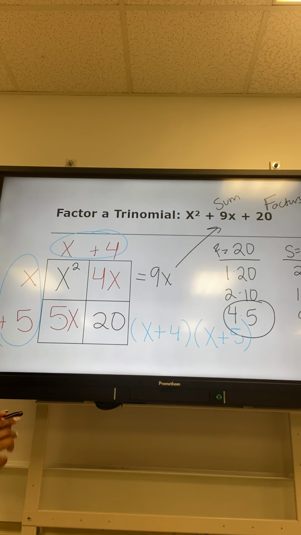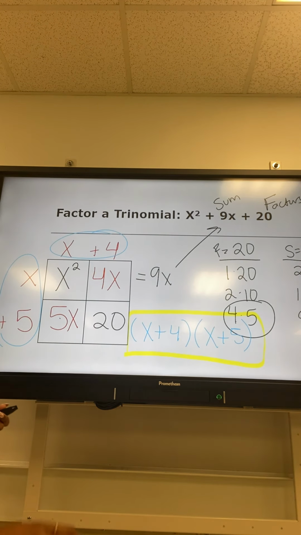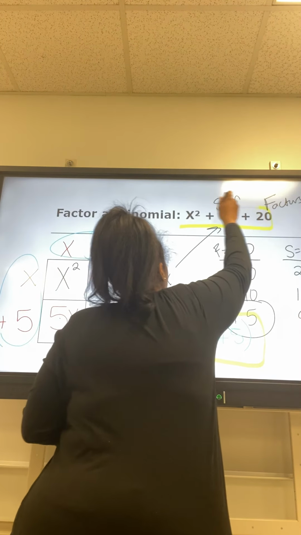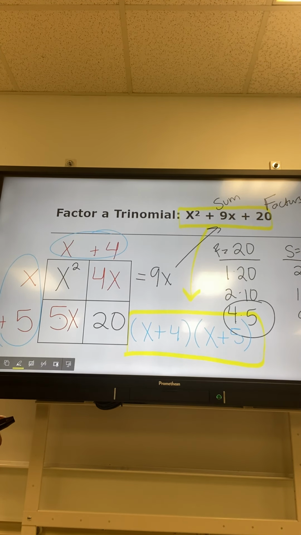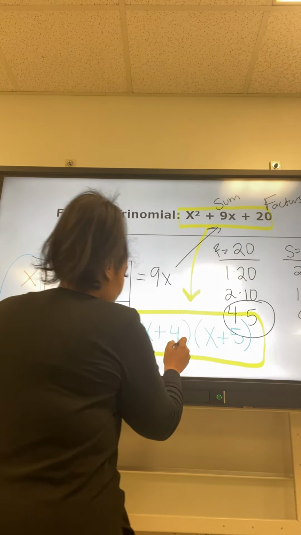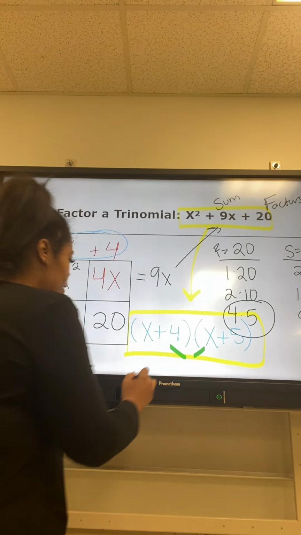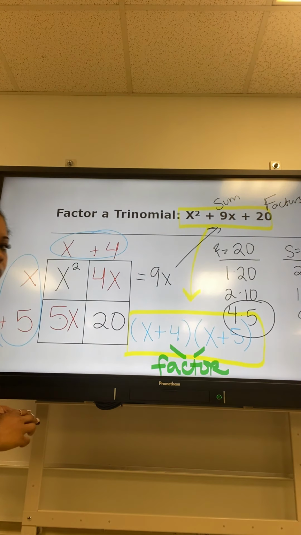So what this tells me is that when I factor this binomial up top, these are the two factors, right? That means that if I multiply these two things out, they will give me this original thing. So these two things are the same. This is just broken down into its factors, right? And so you're hearing me use that word a lot, but we need to understand that each one of these things is considered a factor. Right? So x plus 4 is a factor and x plus 5 is a factor.